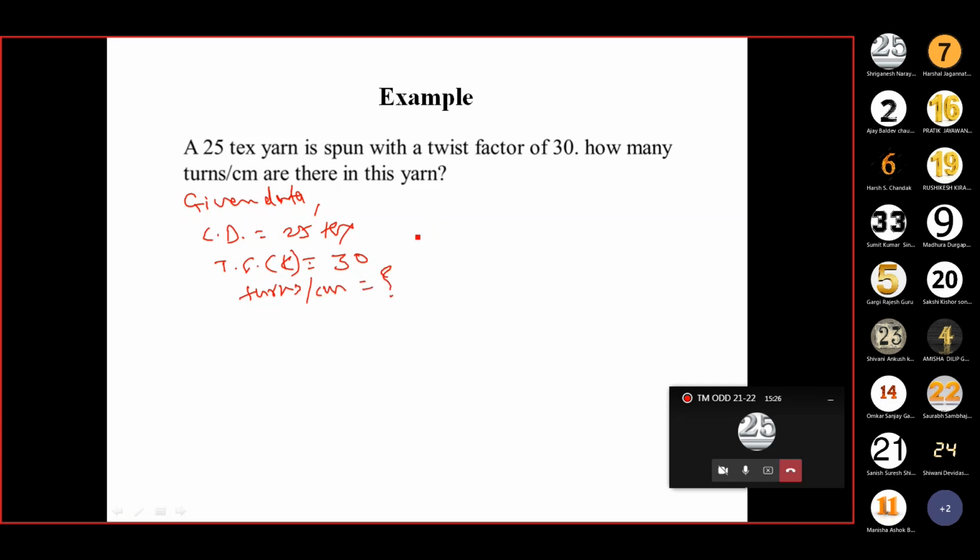Now you use the formula for twist factor. That is K is equal to square root of tex, right, into turns per centimeter, and find out the turns per centimeter and tell me the answer.